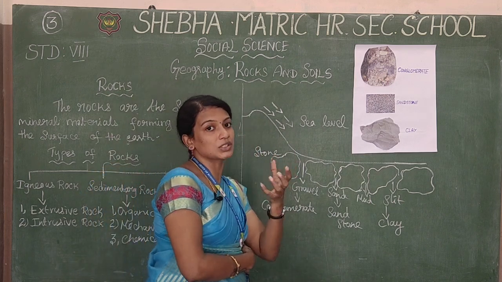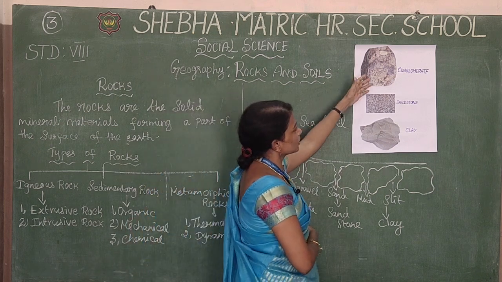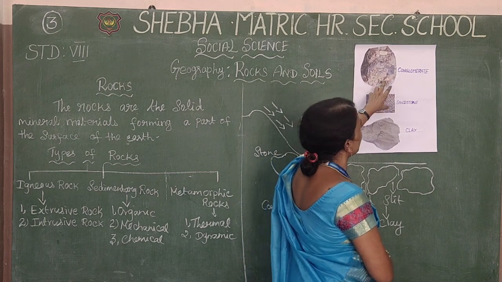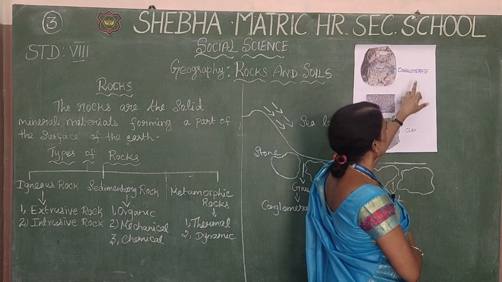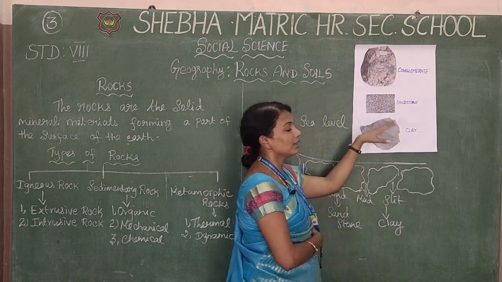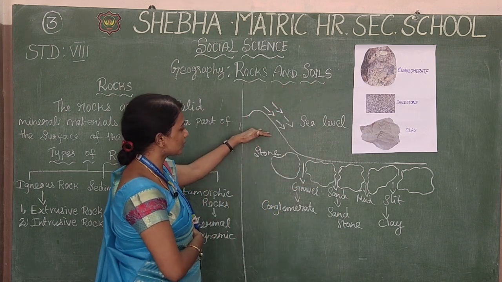How the sedimentary rocks are formed is what we are going to see here. Can you see this? Are you seeing these three pictures? That is conglomerate, sandstone and clay. These are the sedimentary rocks. So here I will explain about this picture.